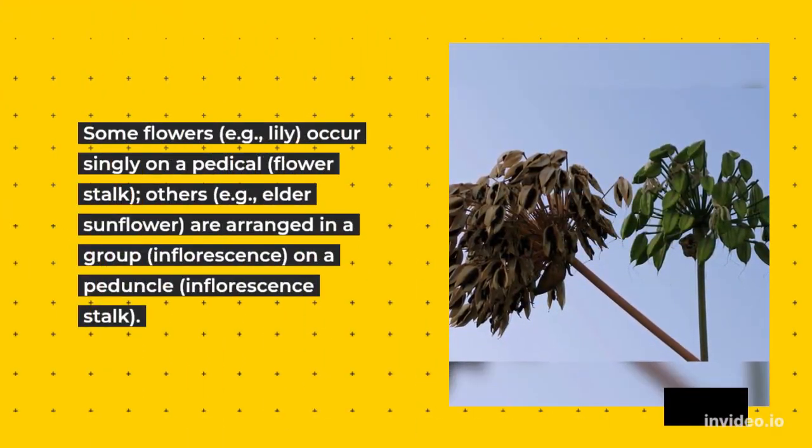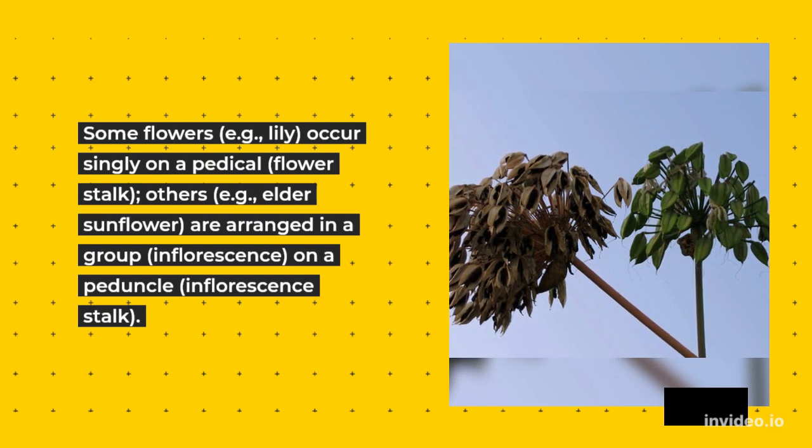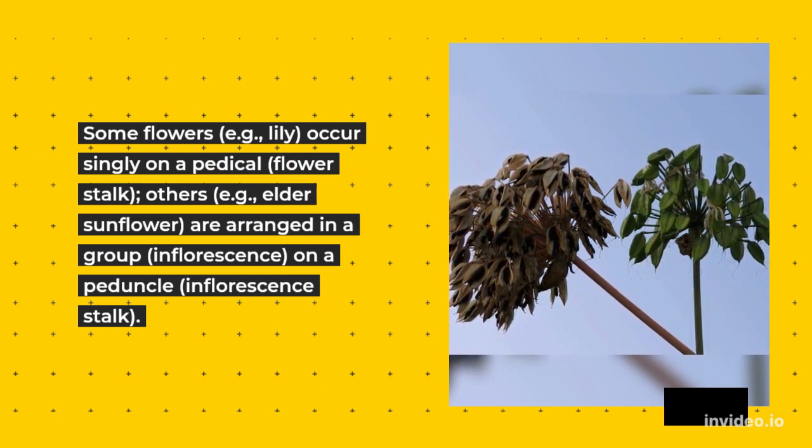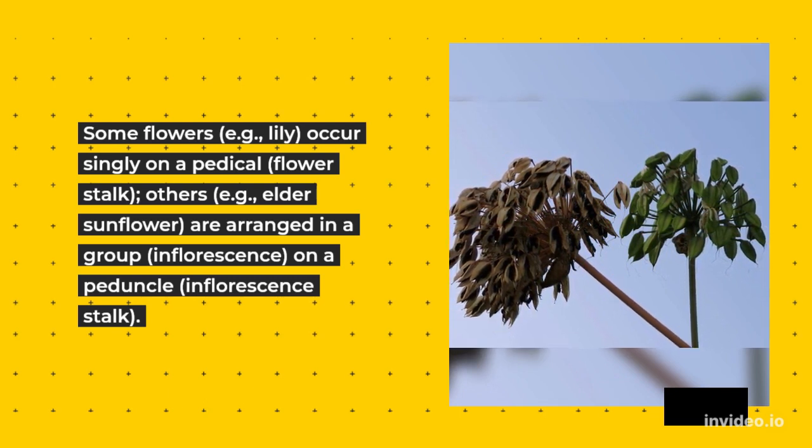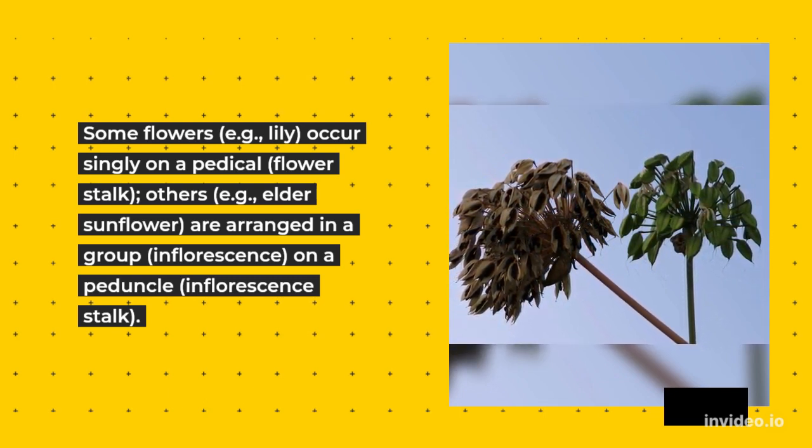Some flowers, for example lily, occur singly on a pedicel, the flower stalk. Others, for example elder and sunflower, are arranged in a group, an inflorescence, on a peduncle, the inflorescence stalk.